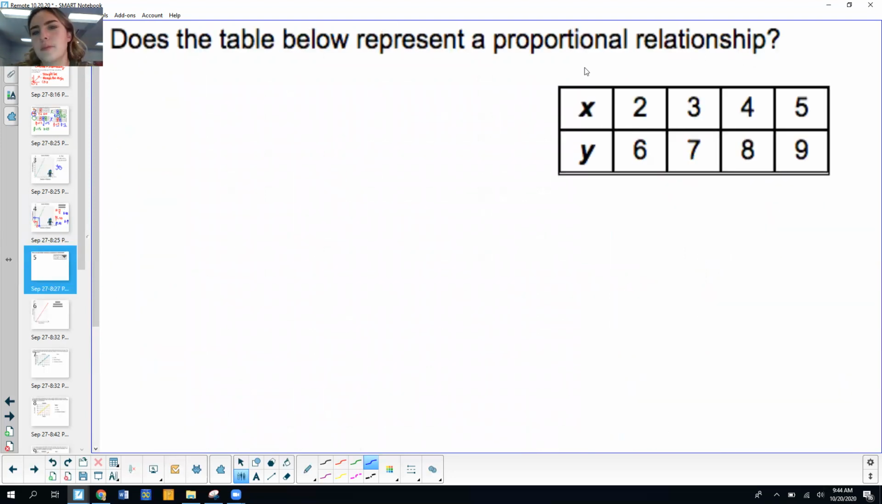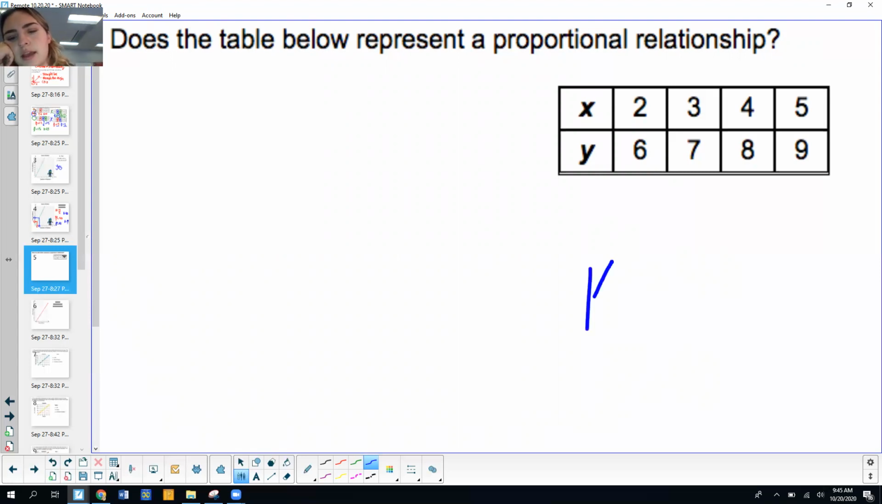Does the table below represent a proportional relationship? So we've got x and y, we've got a table. Remember, using the formula, or the equation format, we should be able to get a graph from a table. We should be able to get a table from a graph. We should be able to do all sorts of things. So once you figure out what you like best, you should be able to use that to your advantage to see whether or not a graph is proportional, whether or not a table is proportional, that kind of thing.